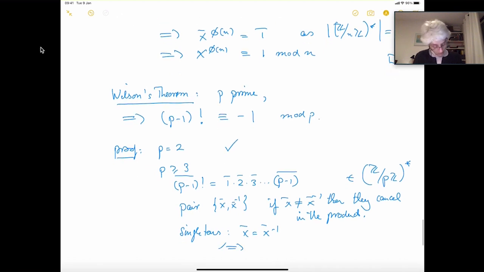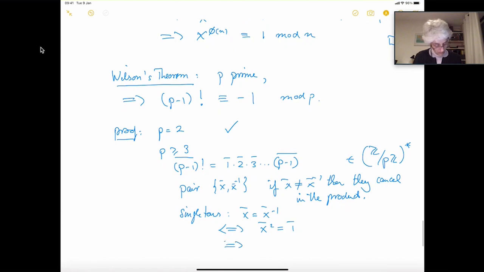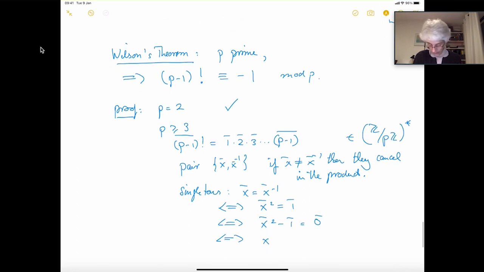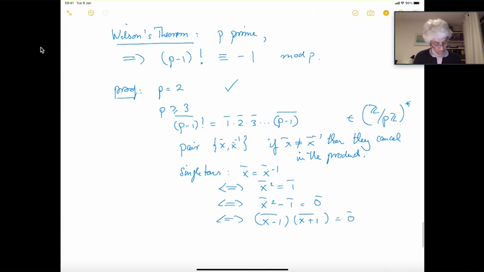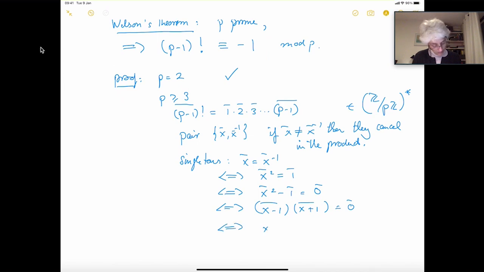But that's going to be true if and only if x bar squared is the same as 1 bar. Or in other words, x bar squared minus 1 bar is 0. Or indeed, x minus 1 bar times x plus 1 bar is equal to 0 bar. And we see clearly that this happens only if x minus 1 bar is equal to 0 or x plus 1 bar is equal to 0. Now this happens exactly once, namely when x is equal to 1. And this also happens exactly once, namely when x is equal to minus 1. Or in other words, p minus 1 bar.